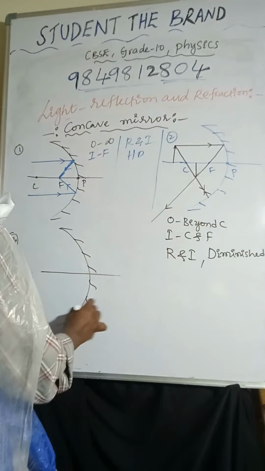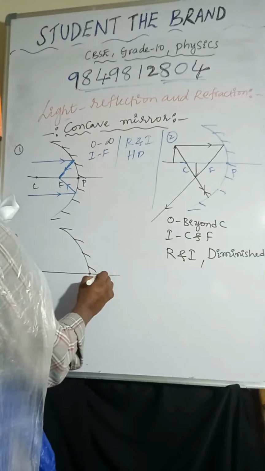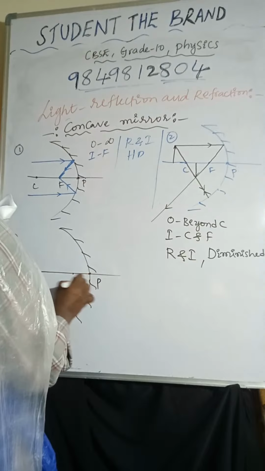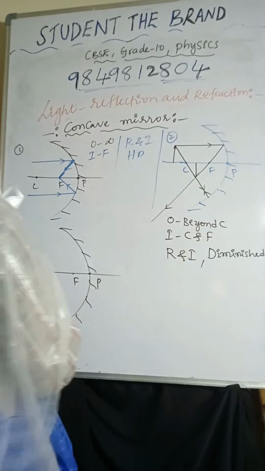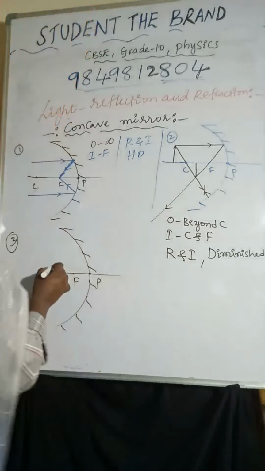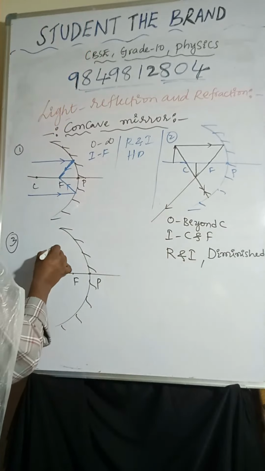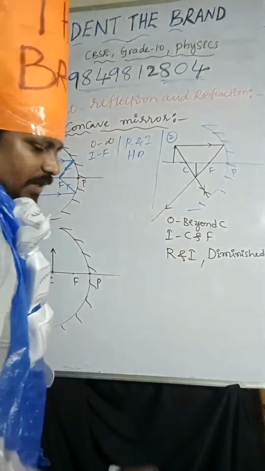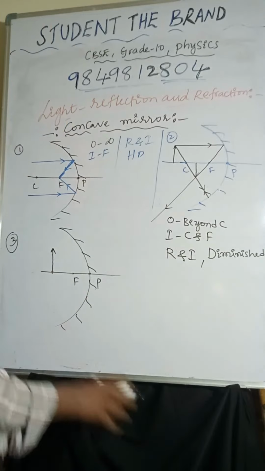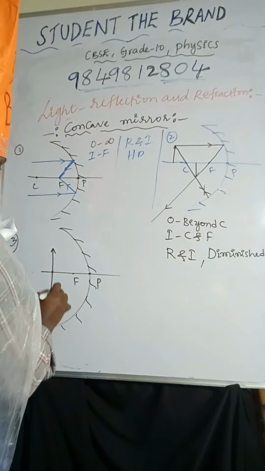So this is the pole, focus, center of curvature. Object is placed at C. So image also will form at C. Object is placed at C, image also will form at C.